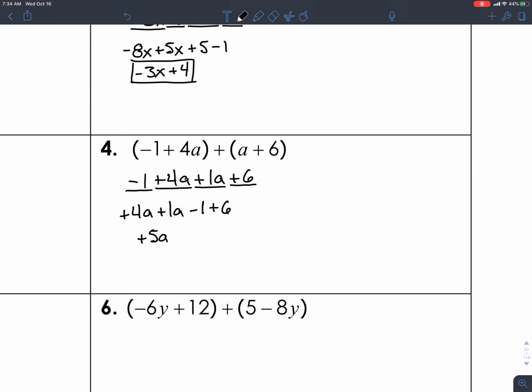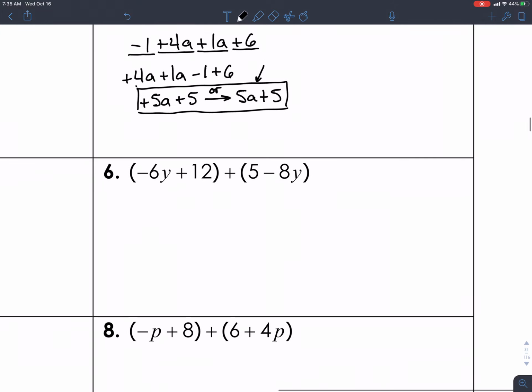Negative 1 and positive 6, that's the same as positive 6 minus 1. So that is a positive 5. That is our answer. We don't have to have that positive out front in front of the 5a, but it's not wrong if it's there. You could have written this either way, like positive 5a or 5a plus 5. Either one is right. Okay, let's do this. I'm going to put a box around this. So if you're comfortable with that positive 5a, that's fine. But this is a little bit more technically correct. You don't have a sign on the first term if it's positive.